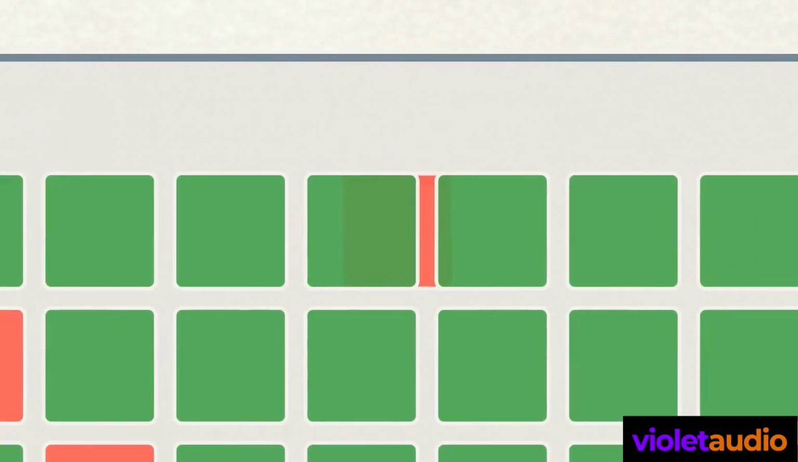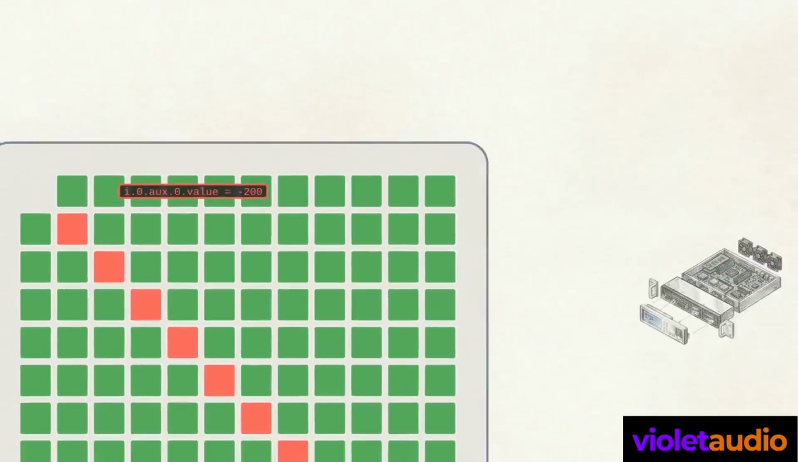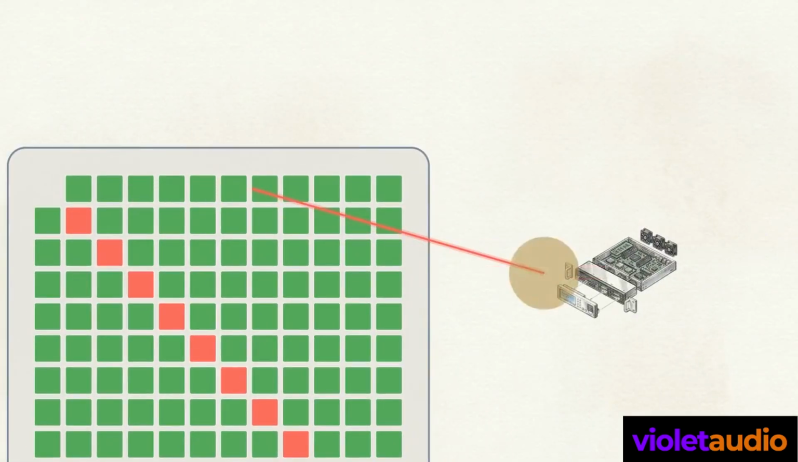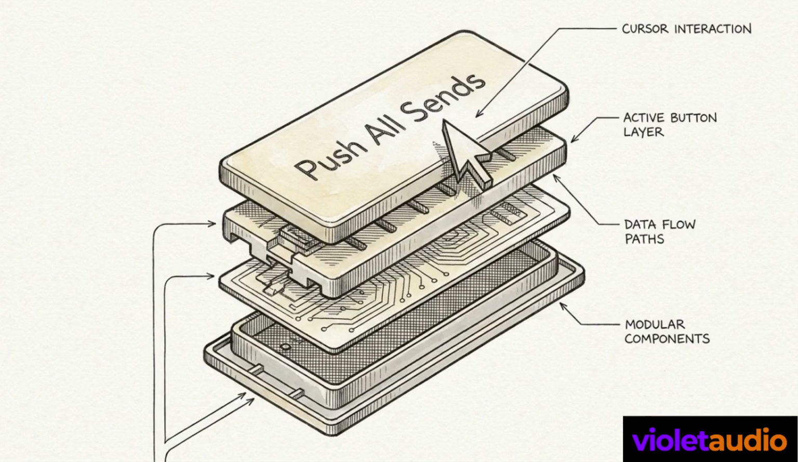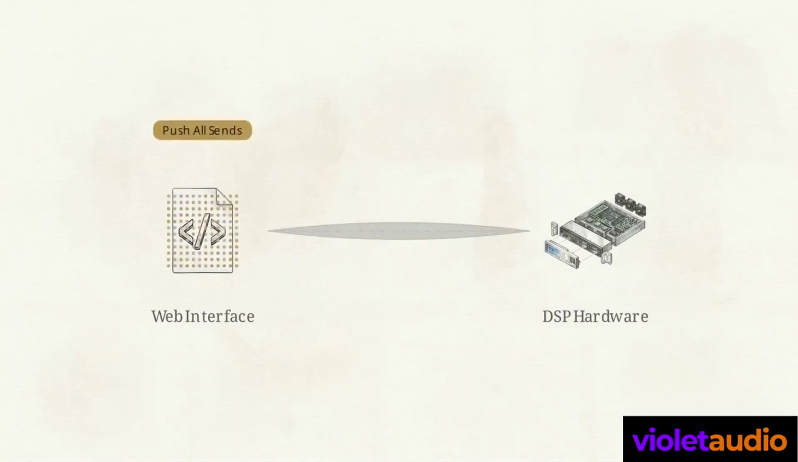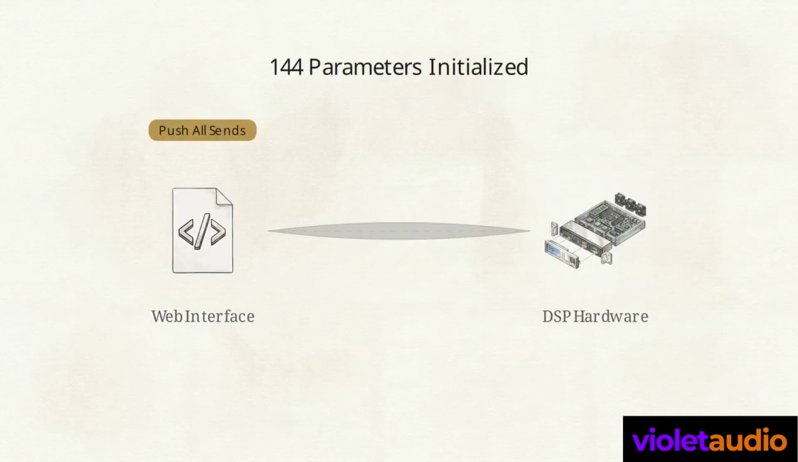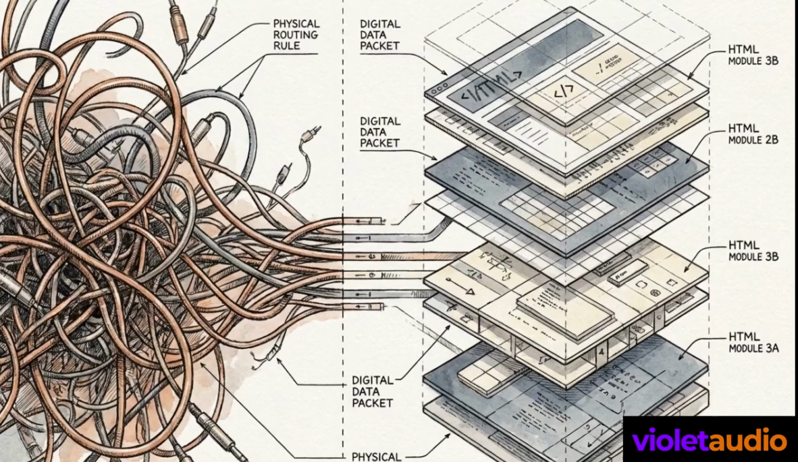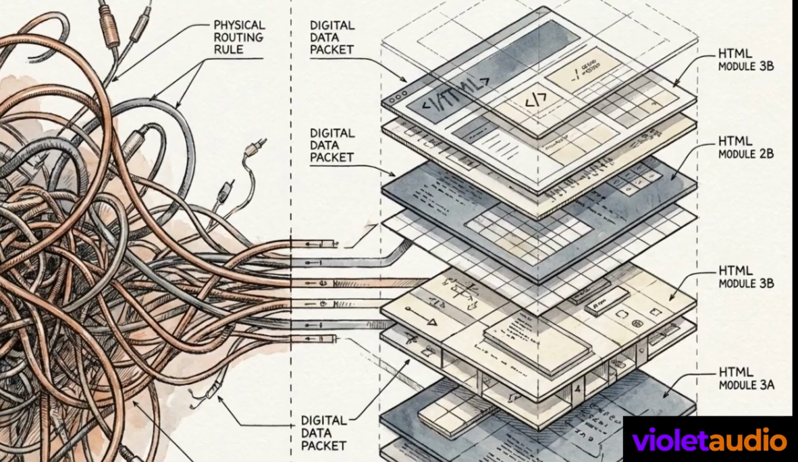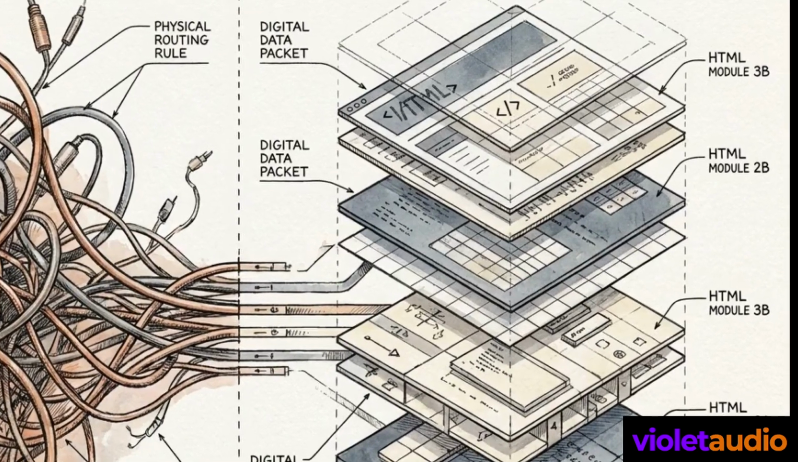This visual rule translates directly into machine telemetry. The red cell prompts the browser to transmit a JSON parameter, dropping that specific auxiliary send value to -200 decibels, muting it at the hardware level. During setup or after loading a snapshot, the operator clicks a single Push All Sends button to initialize all 144 routing parameters across the network in one action. Embedding these routing rules into a visual matrix translates auxiliary bus mathematics into direct operator control, eliminating the risk of accidental feedback loops.